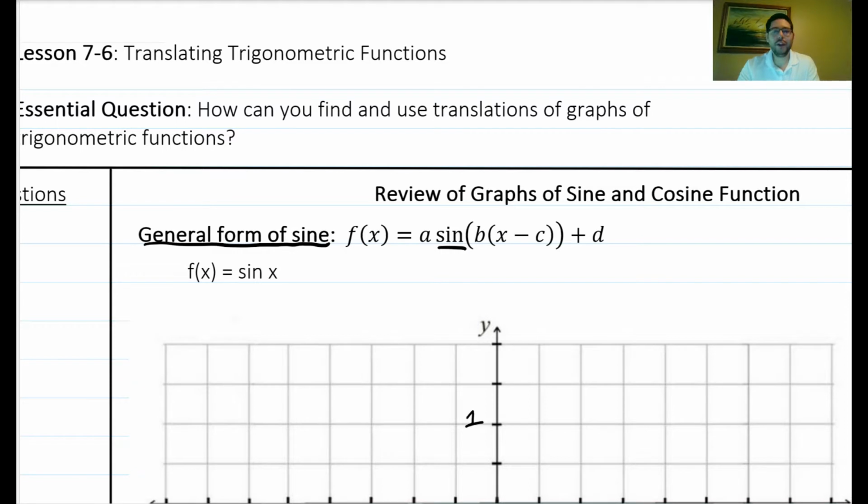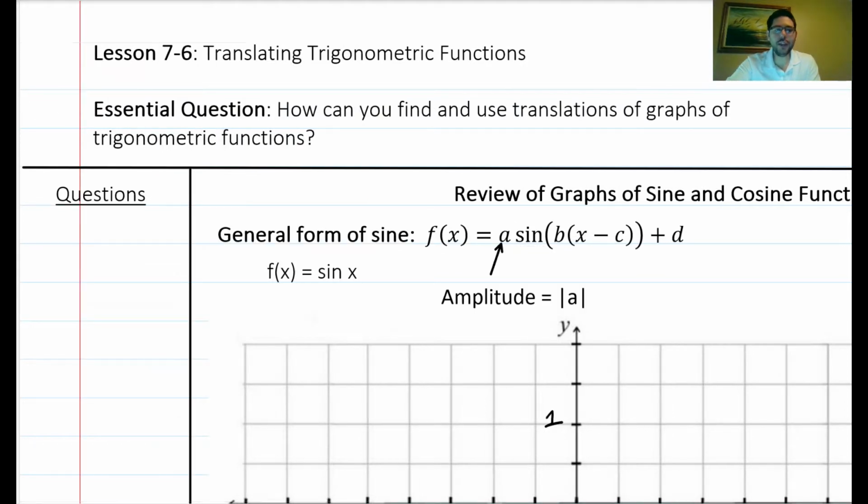But we did talk about the rest of the terms. The a term, remember, was the amplitude. Now, I didn't mention this in the previous lesson, but a could be negative. It's possible for it to be negative, and if that's the case, make sure that the amplitude is positive. So the amplitude can never be negative. So just take the absolute value of a.